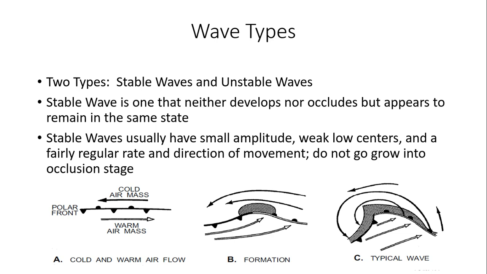Stable waves are the ones that neither develop nor occlude, but appear to remain in the same state. So I want you to think of stable waves as not really intensifying. They basically just move along the polar front. They don't really reach the occlusion stage, which is a very intense stage for a cyclone. Again, they just remain the same strength throughout their life. Stable waves usually have a smaller amplitude. They usually have weaker low pressure centers and have a fairly regular rate and direction of movement. And again, they do not grow into the occlusion stage, which is much more intense.